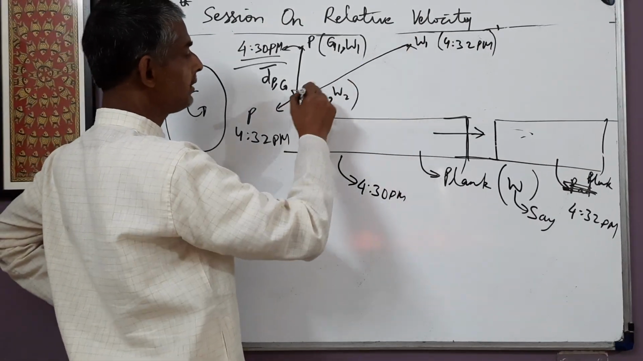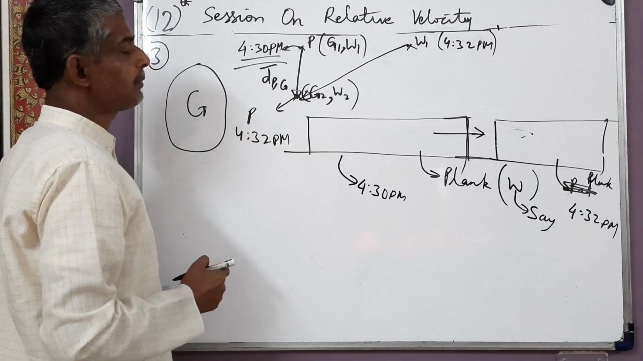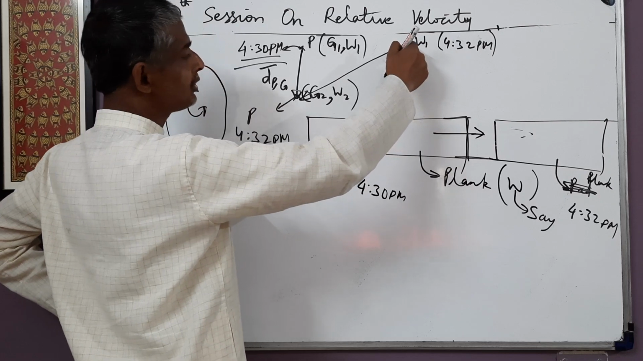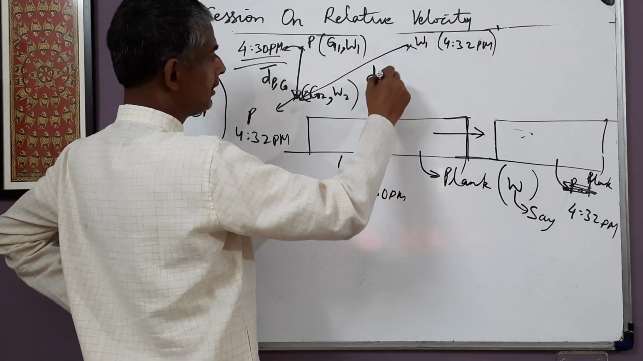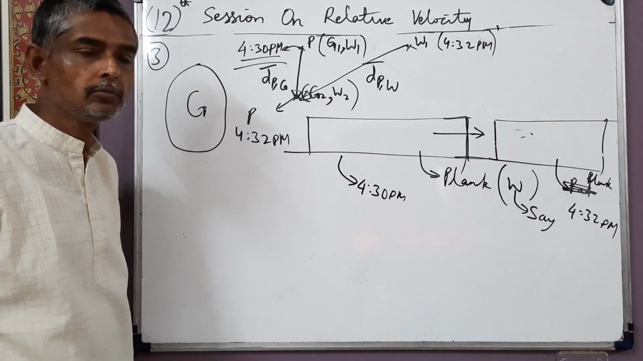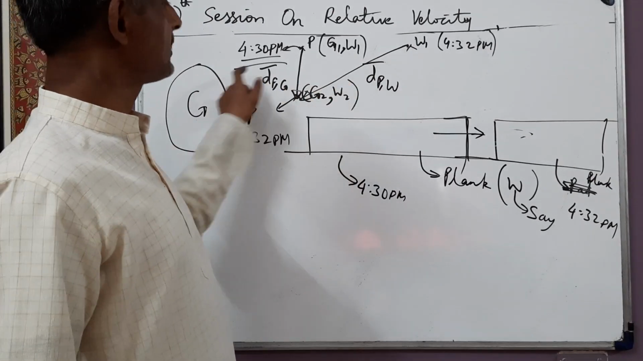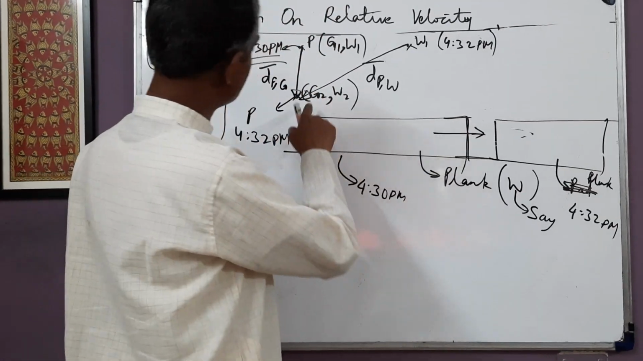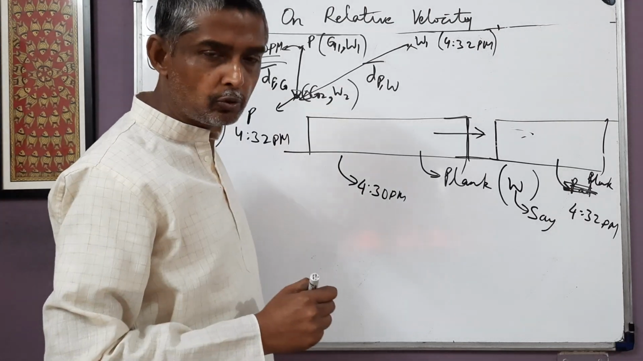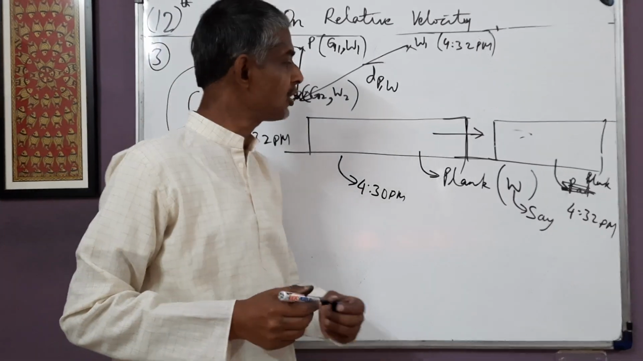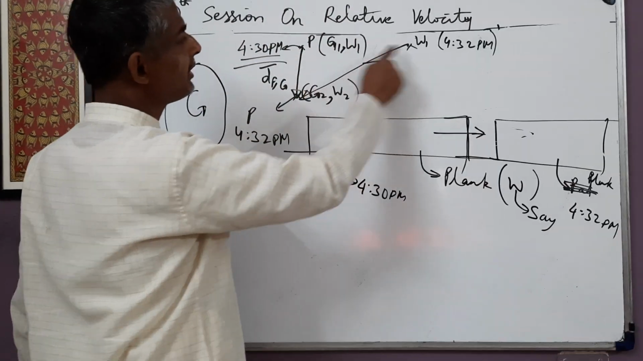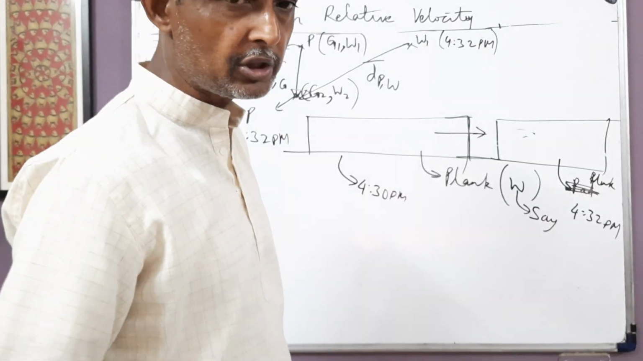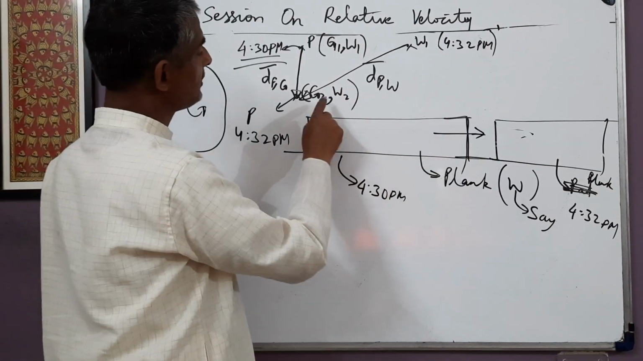So the displacement of the particle with respect to the Planck in the interval 4:30 to 4:32 p.m. is this one, dpw. So you can see these two displacements are not the same. Why are they not the same? Because the final location of P in both the frames, Planck frame and ground frame, G2 and W2, coincide at 4:32 p.m. But the initial location of P in ground frame and Planck frame, G1 and W1, do not coincide. And displacement is from initial location to final location. So displacements of point P in both the frames are not the same.